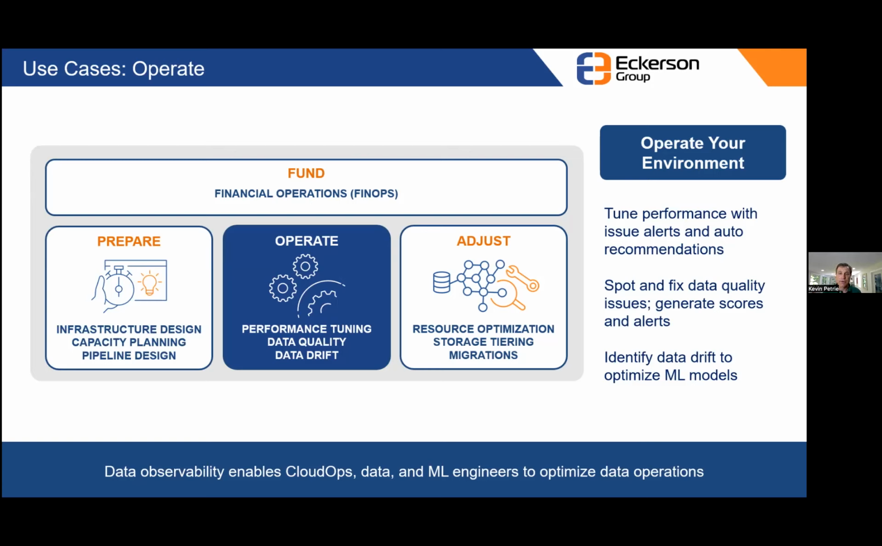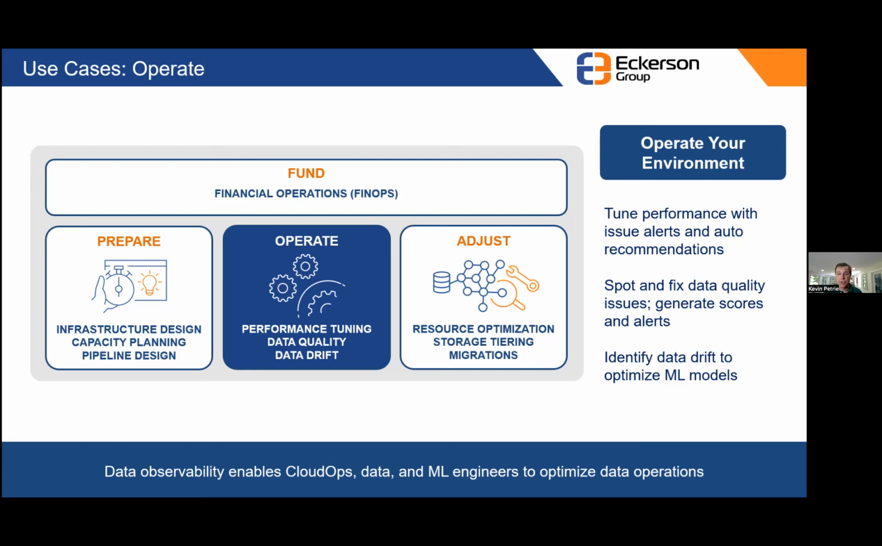So in the first area, data teams can tune performance with alerts of issues that arise in terms of code quality, in terms of data quality. And if you have the right type of data observability platform, you could get automated alerts, but also automated recommendations about how to proactively resolve the issue that's arisen.